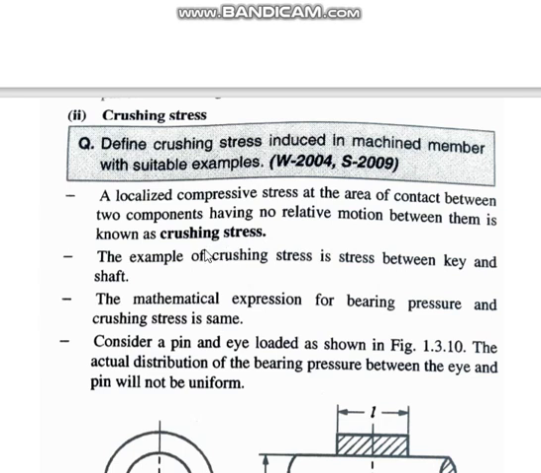Okay, suppose you are sitting on a chair. Are you moving in the chair? Mostly no, you are simply sitting. So what type of stress are you putting on the chair? It is a crushing stress. It is not a bearing pressure. The example of crushing stress is between key and the shaft. Now you should know what is key and shaft. Don't worry, we will see later.